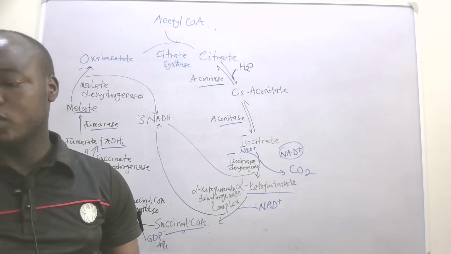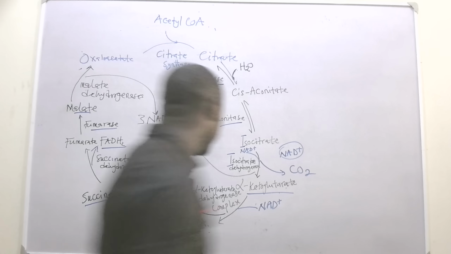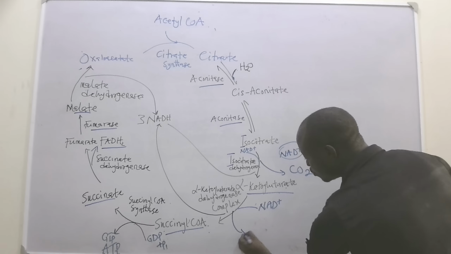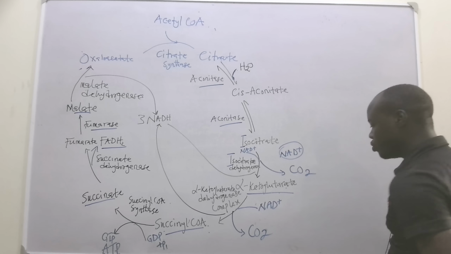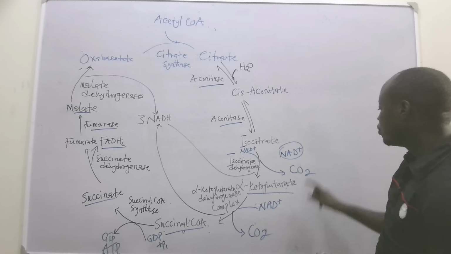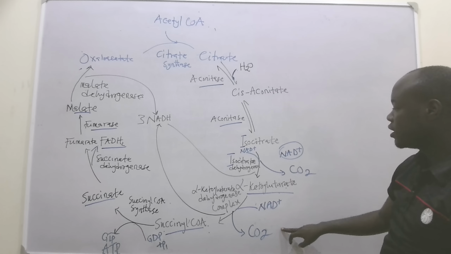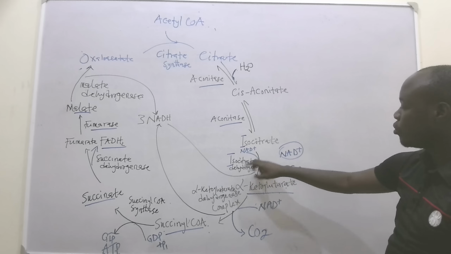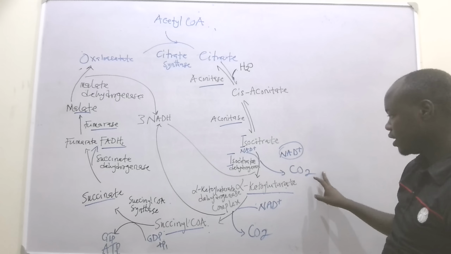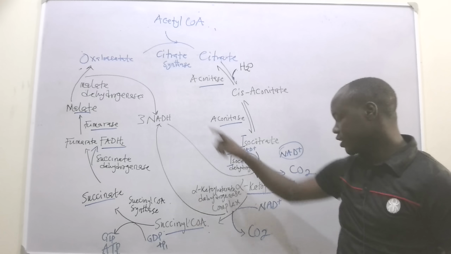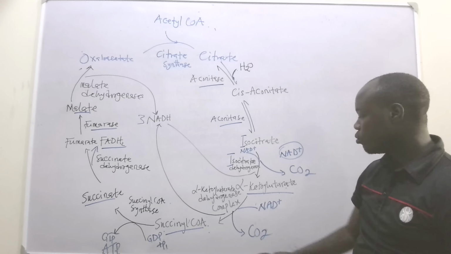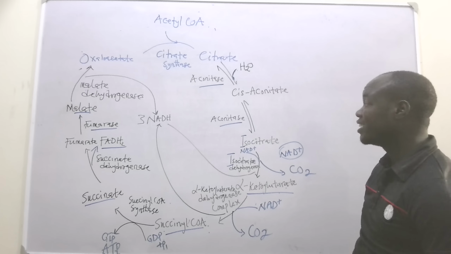And then the next step is the conversion of alpha-ketoglutarate to succinyl-CoA. At this stage, another molecule of CO2 is generated. So you can see clearly that 2 molecules of CO2 are generated. We have isocitrate dehydrogenase, at this stage CO2 is generated and 1 NADH is generated. Also, at the stage where we have the alpha-ketoglutarate dehydrogenase complex, 1 molecule of CO2 is also generated.